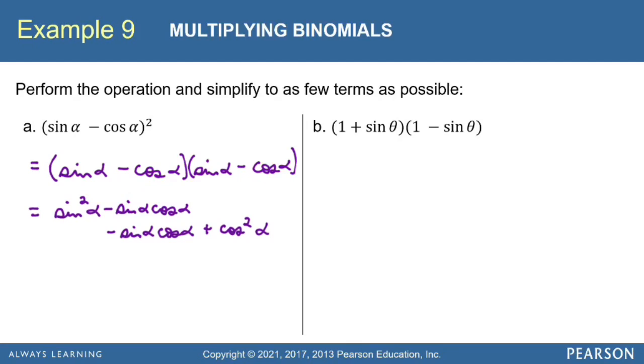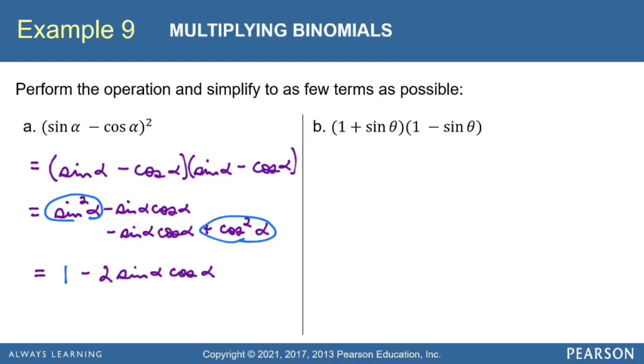Okay, now let's see what we can do to have fewer terms in our answer. First, I notice that we have two squared functions. We have sine squared alpha plus cosine squared alpha. And of course, we know that one of our Pythagorean identities says sine squared alpha plus cosine squared alpha equals 1. So let's circle those and replace those two terms with a 1. And then let's combine these two like terms. So we have minus 1 sine alpha cosine alpha minus another 1 sine alpha cosine alpha. Together they make minus 2 sine alpha cosine alpha.